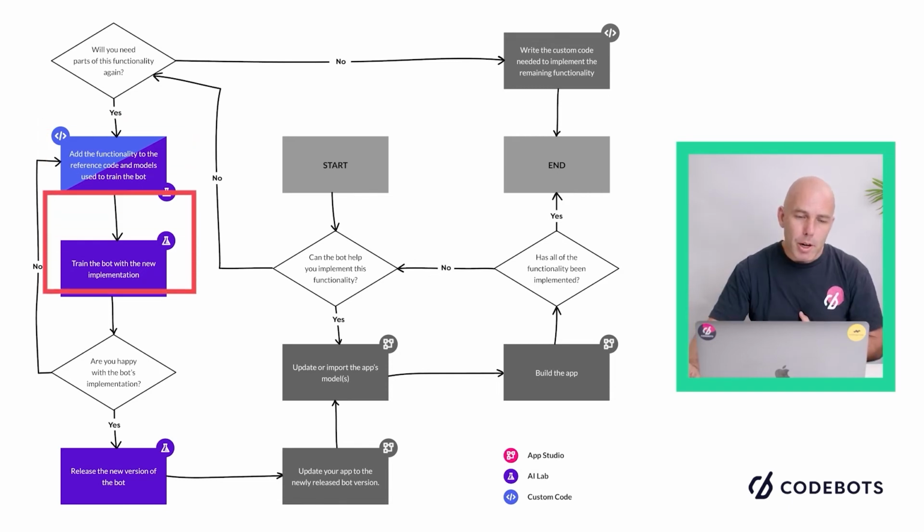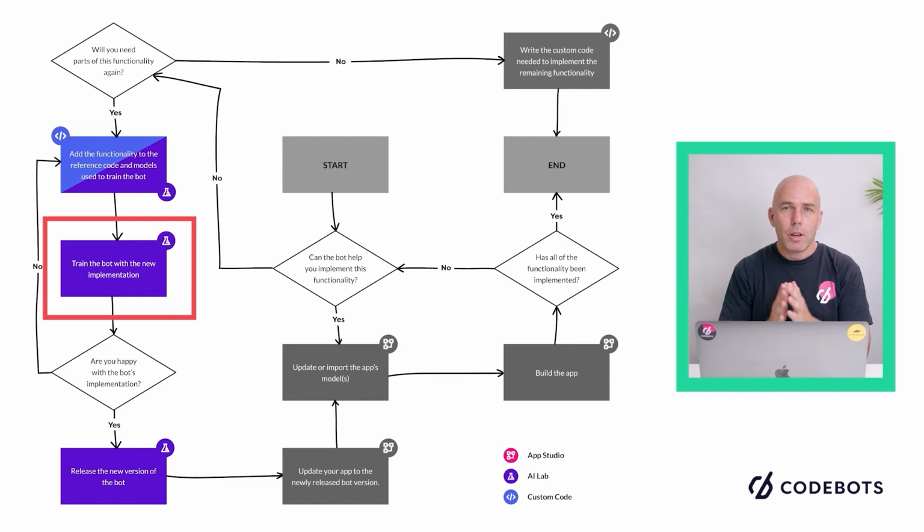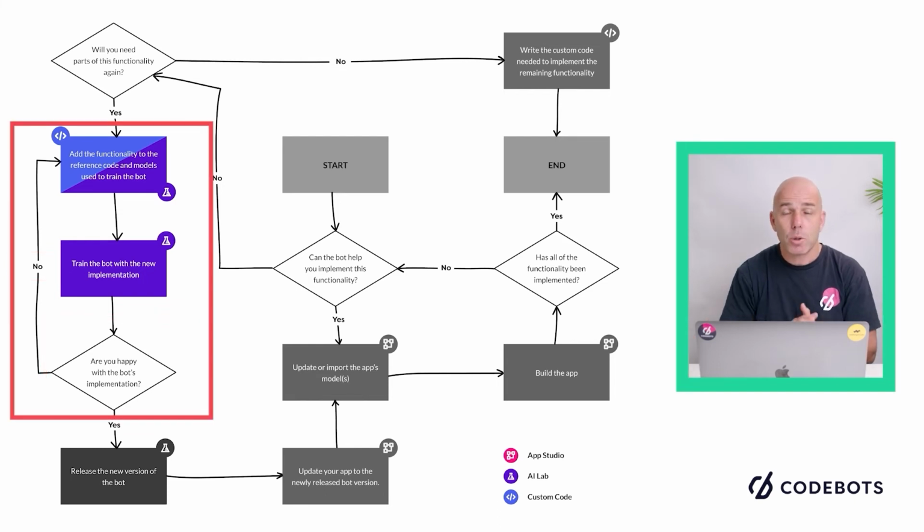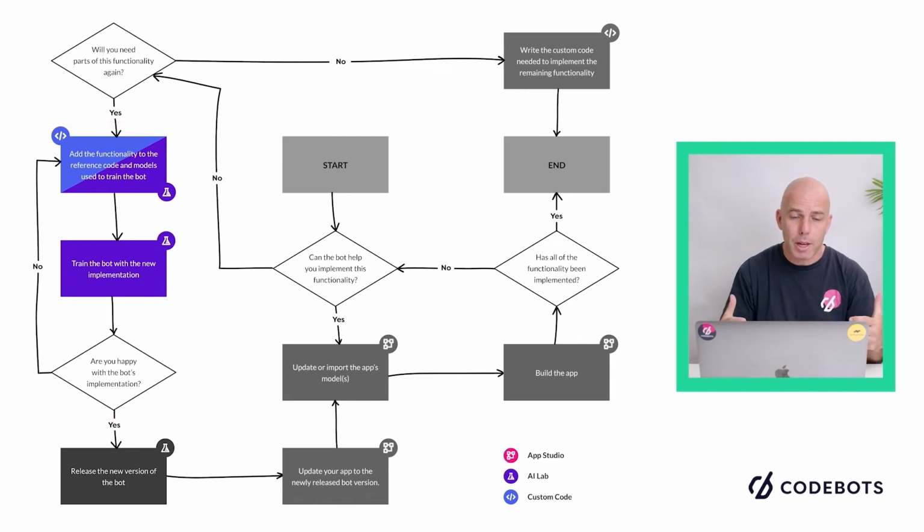Then we train the bot up on that new implementation. The bot uses some pretty advanced artificial intelligence, and it looks into your code base and learns what that actually is and presents back to you to say, is this correct? If you're not happy with what the bot's learned, you can keep going round and round here until you're actually happy with what the bot has learned and what they're implementing.